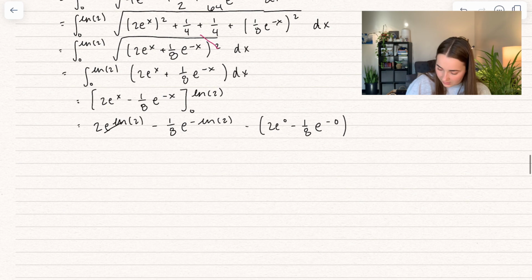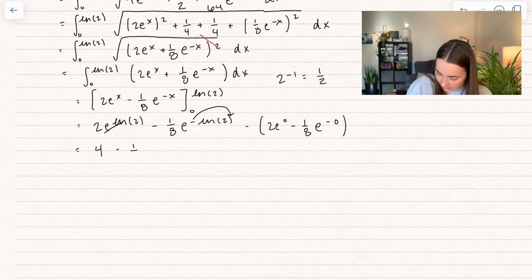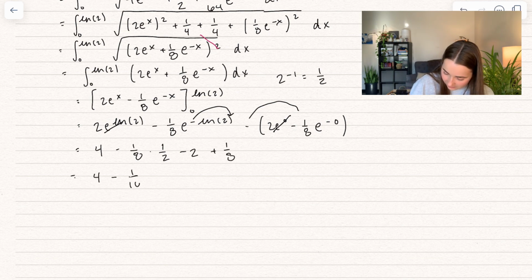The e and the natural log cancel each other out, so here we get 2 times 2, which is equal to 4. This negative becomes the exponent, so we get 2 to the negative 1, which we can rewrite as 1/2. So we get minus 1/8 times 1/2. And here, e to the power 0 is equal to 1, so we get minus 2. And don't forget to distribute that minus sign, but that becomes plus 1/8. So here we get 4 minus 1 over 16 minus 2 plus 1/8.